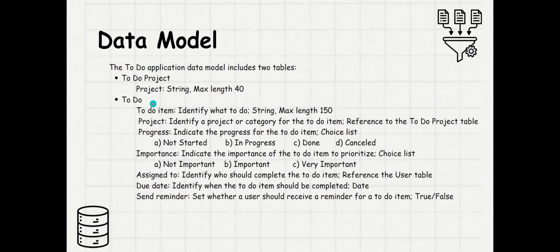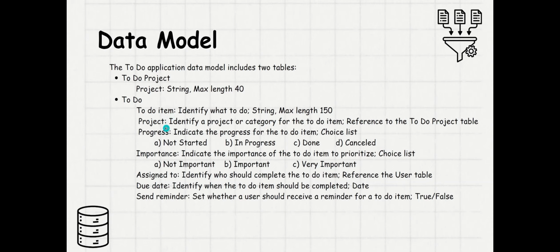The second table is to-do. In this table, we are going to create 7 columns or 7 fields. First field is to-do item. By using this field, we can identify what the to-do and project is.